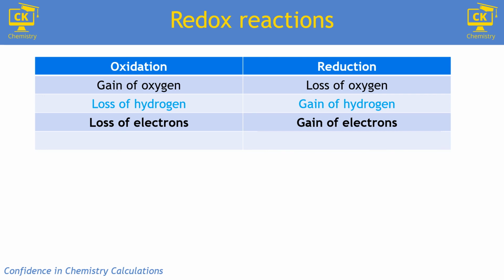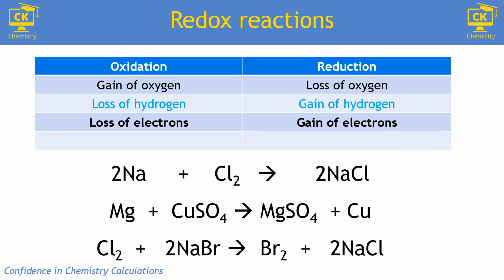But how can we tell just by looking at an equation whether electrons are lost or gained if we don't have a half equation? So here's some example redox equations. The main thing to remember is that metals and non-metals form ions when they form compounds. Ion formation involves loss or gain of electrons. So in any reaction, if you see an element that becomes a compound on the other side, sodium turning to sodium chloride, that is a redox reaction.